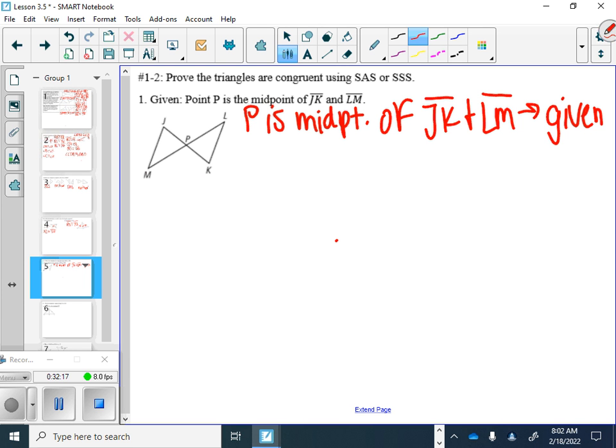Alright, now I need to put the puzzle pieces together. So let's talk about what that statement means. Point P is the midpoint of JK. Let's stop there. Point P is the midpoint of JK. What is that telling me?